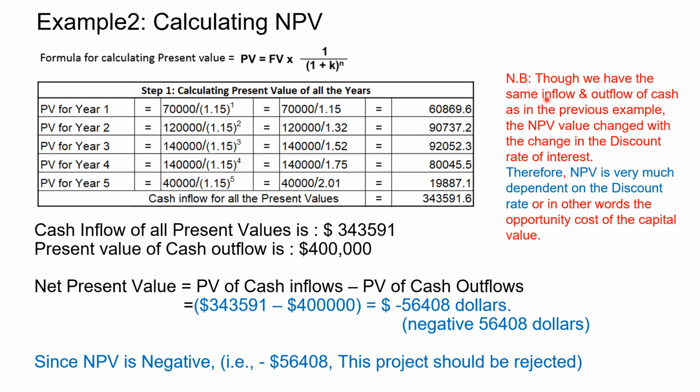See, this is the note condition. Though we have the same inflow and outflow cash flow as in the previous example, the NPV value changed with the change in the discount rate. So it depends on the discount rate. NPV value changes with the change in the discount rate, so mainly the NPV value depends on the discount rate.